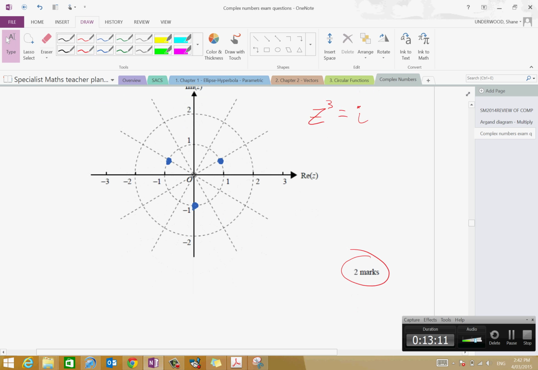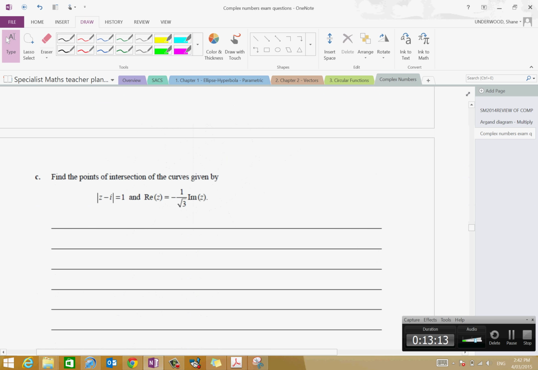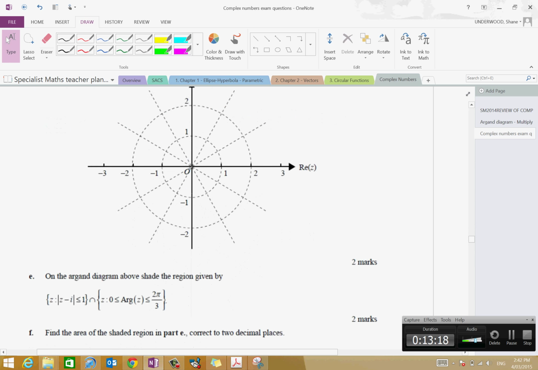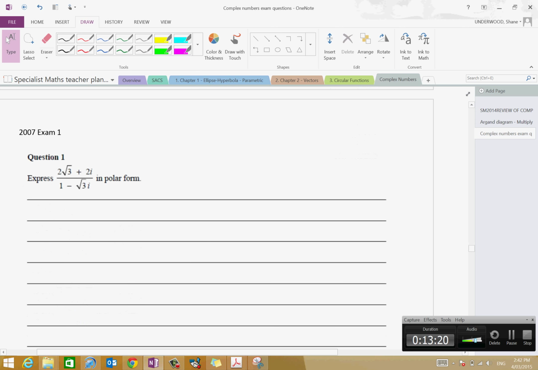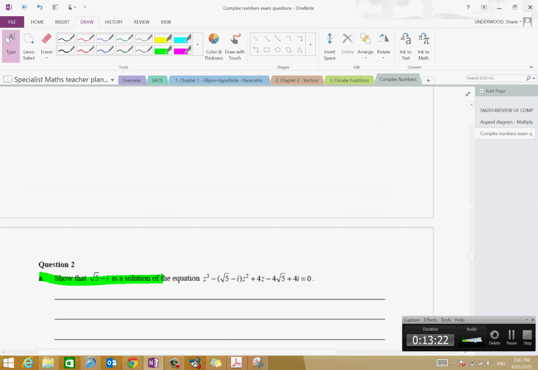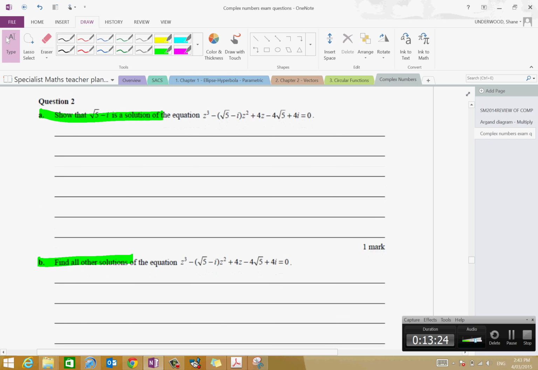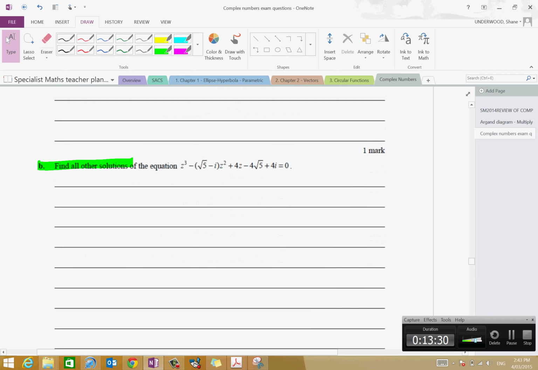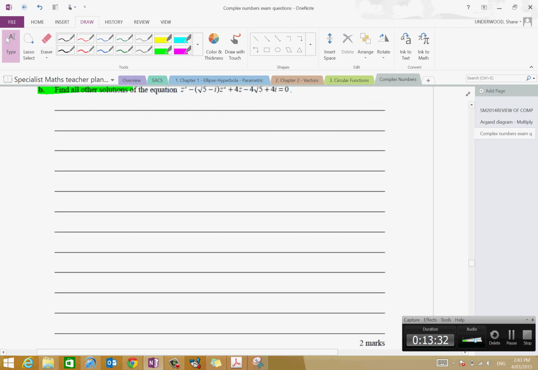Now we're going to get to regions next time. All right? But what I'm going to get you to do is regions. A lot of stuff in regions. We've done that last time. This shows that questions which are only worth 1 mark don't have that much involved. Then we've got to do this question here worth 2 marks.